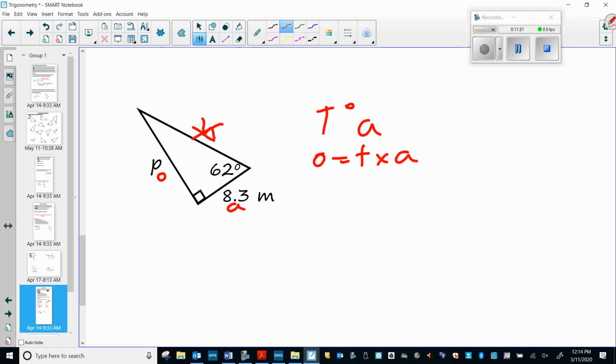So I'm going to fill in my correct letters. So P is equal to tan. Does tan go on its own? No, tan 62 multiplied by 8.3. 15.6. Fabulous. And this one's meters, because the other length is in meters. 200 meters? Yeah.